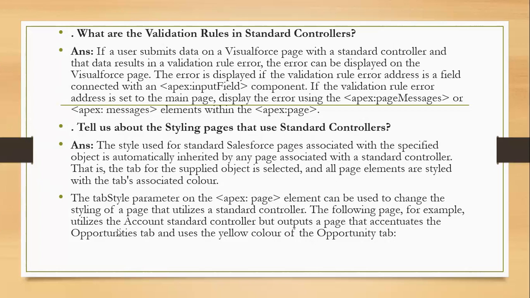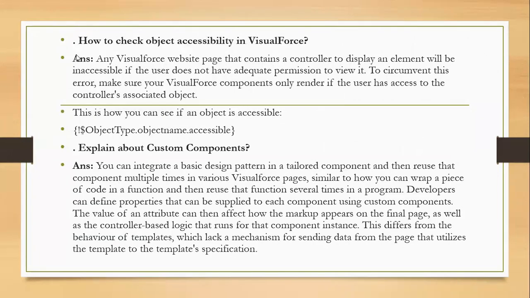For example, utilize the accounts standard controller, but output a page that has an opportunity tab and uses the yellow colors of the opportunity tab.